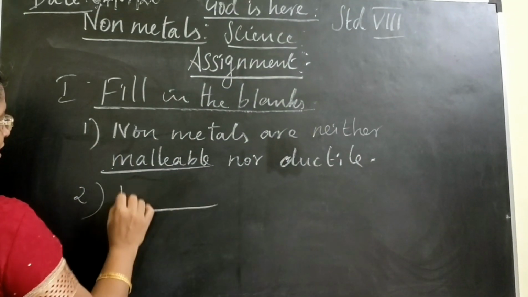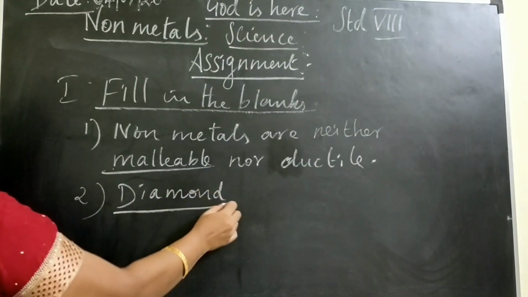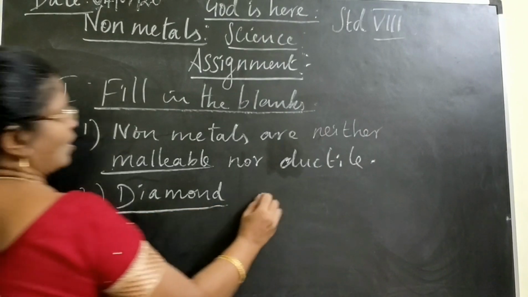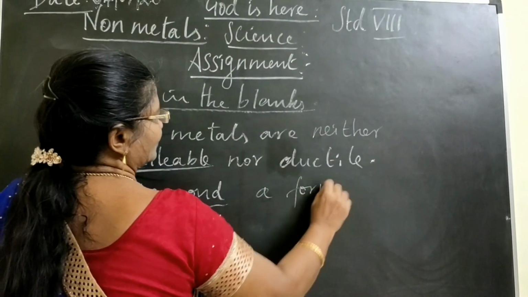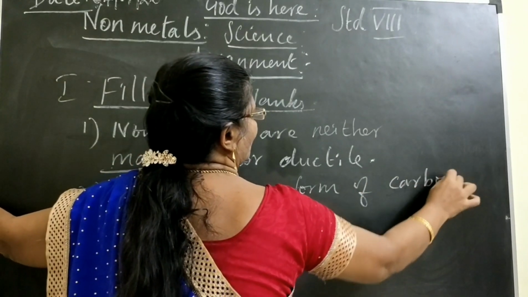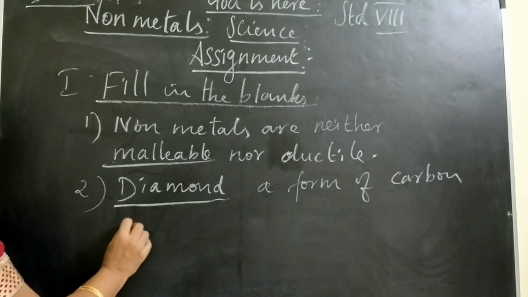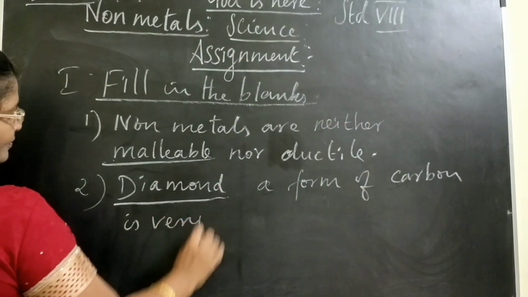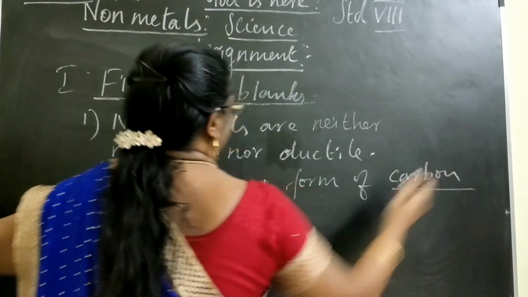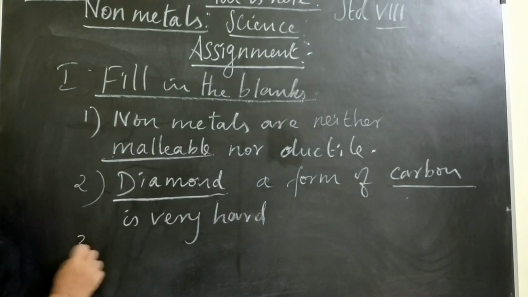Dash diamond. What's the answer? Diamond, a form of carbon, is very hard. Answer: diamond and carbon. Third question.